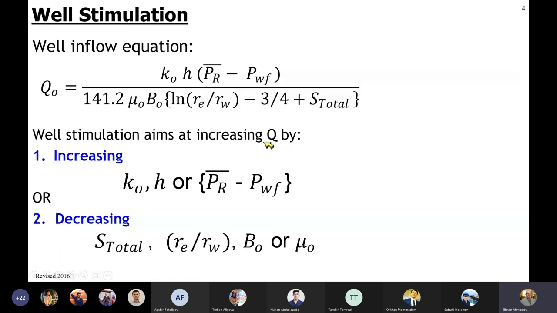So, what is the aim of the well stimulation? From the well inflow equation, we know that production rate directly depends on the relative permeability to oil or gas, the thickness, drawdown, and viscosity. Okay, and skin, of course. So for different types of treatments, these parameters are to be increased, like relative permeability, thickness. Well, thickness here is meant to be the actual contributing thickness of the reservoir into the particular well.